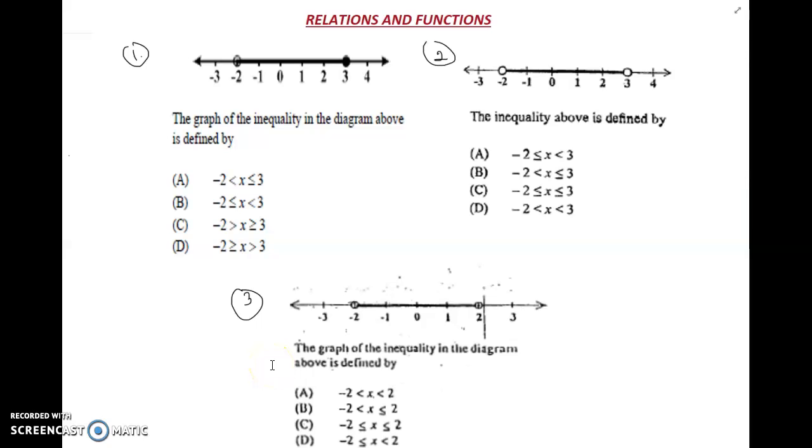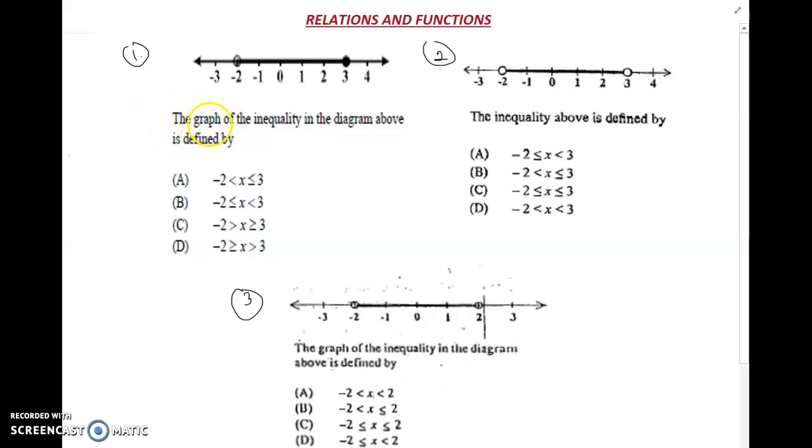Hi everyone, so we're looking at some relations and functions multiple choice questions. All of these are from CSEC past papers going way back from the 1980s up until the present, January 2020, right? So let's look at the questions we have here. The first set, I labelled them 1, 2, 3, and they are together here because they are all similar.